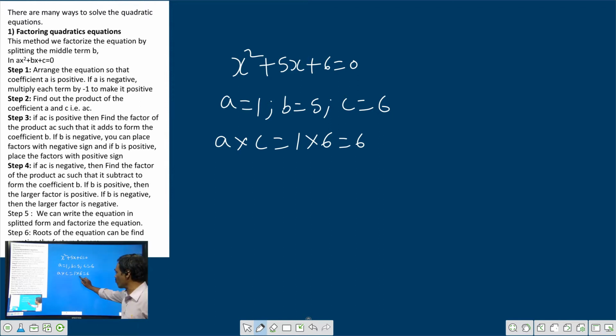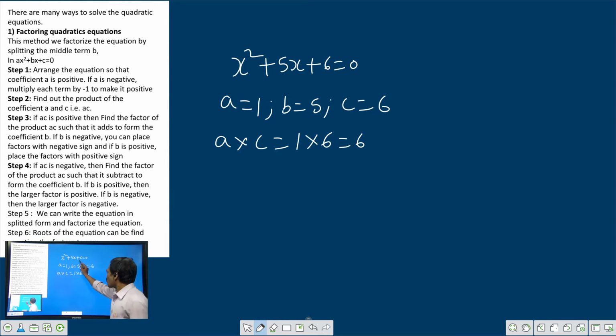If I take the factors for 6, how did I get 6? By multiplying the coefficient of x square with the constant. The coefficient of x square is 1, and 1 is multiplied by 6, giving 6. I will take the factors for 6 in such a way that either I add or subtract those two factors, I should get the value of b. Here the value of b is 5. Right? That is the thing, adding or subtracting the factors.